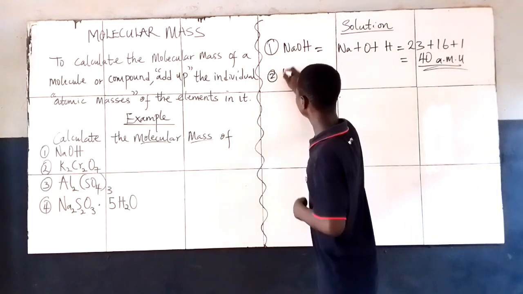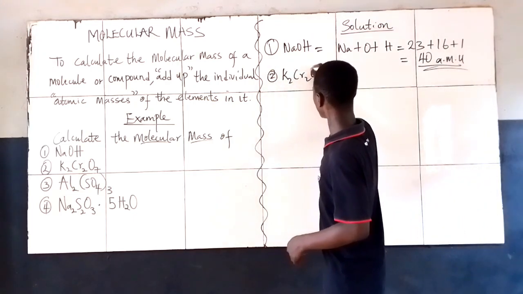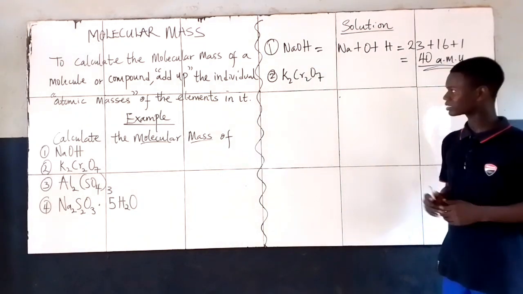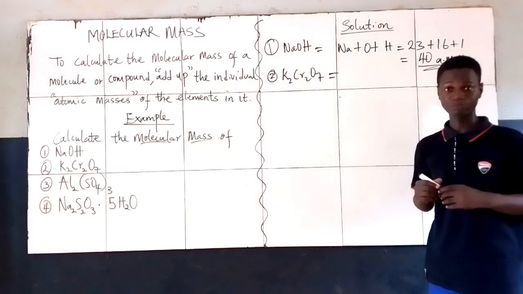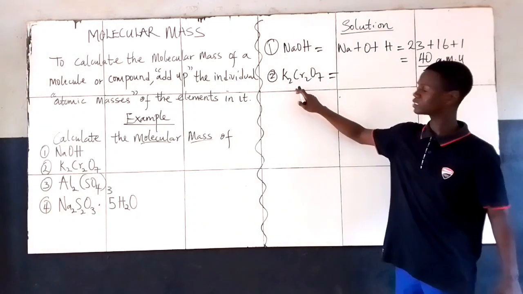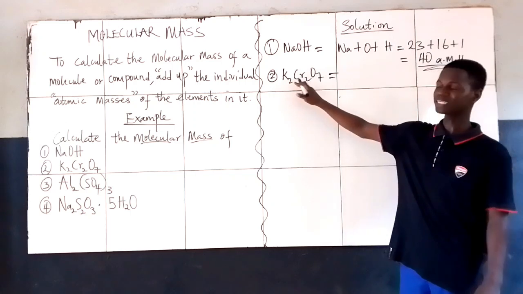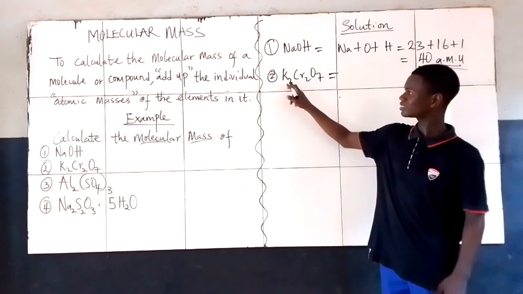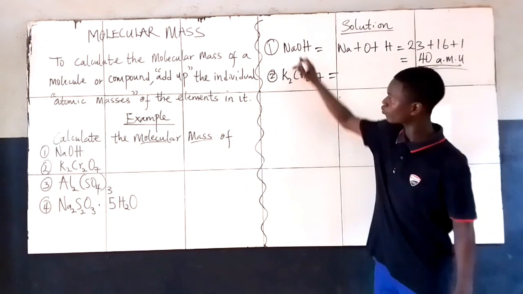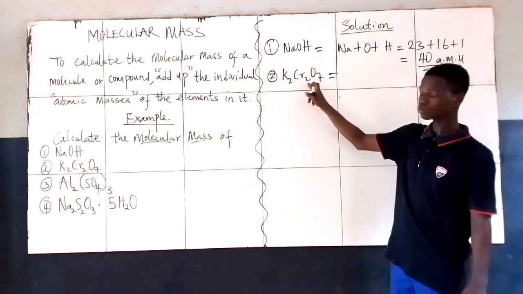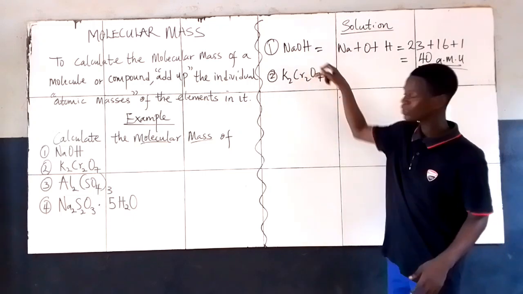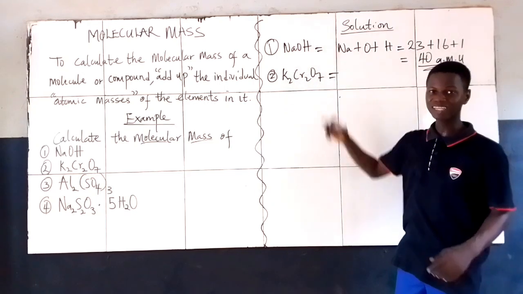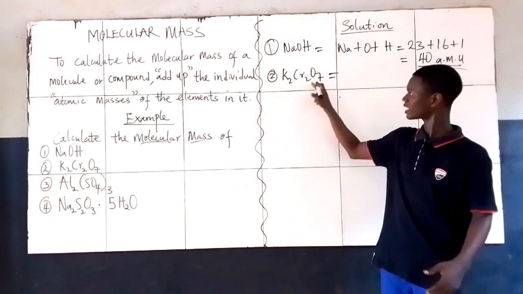Question 2. They said K2Cr2O7. This one we have to find the molecular mass of. First things first, you have to know how to expand it. Observe, this K has a subscript of 2. Chromium has a subscript of 2. Oxygen has a subscript of 7. This subscript is telling the number of atoms of potassium in this compound. This subscript 2 is telling the number of atoms of chromium in this compound, while this subscript 7 is telling the number of atoms of oxygen in this compound. That's why they come after them. Are you seeing it?